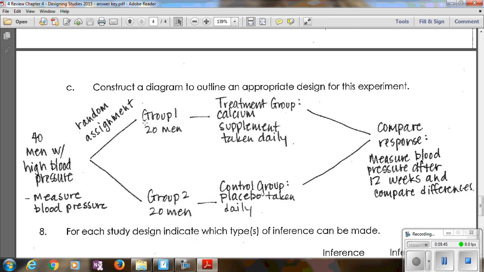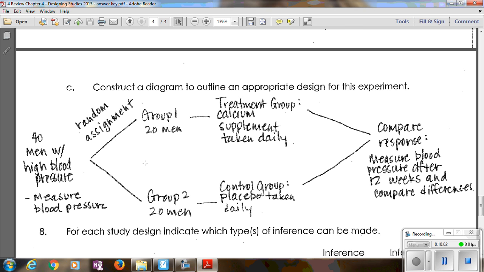Then you want to indicate how you are assigning the men to groups. And so that's where I'm putting in the random assignment. If you were going to be using blocking or matching, you'd want to make sure that you indicated that as well. So it's important in this case, because this is a completely randomized design, that I indicate that this is the point at which I'm doing the randomization.